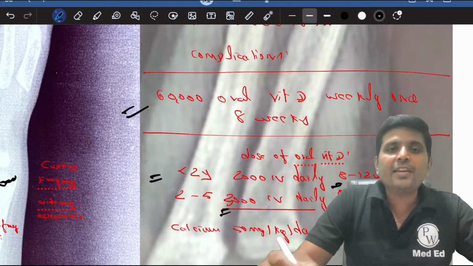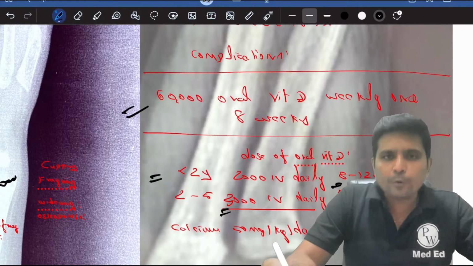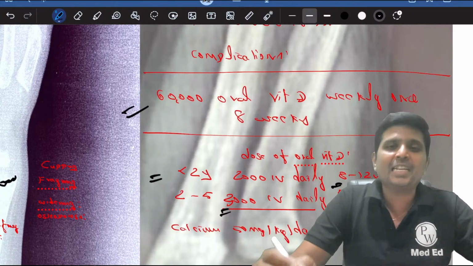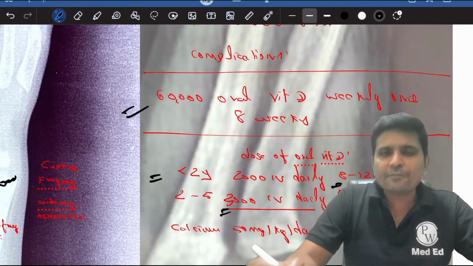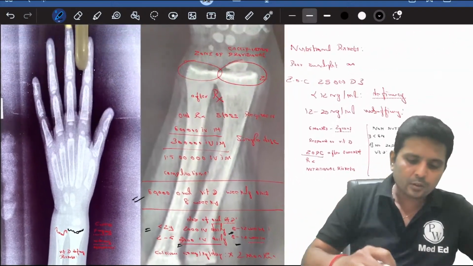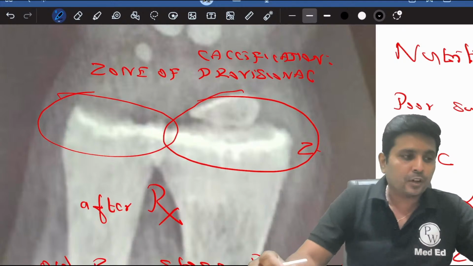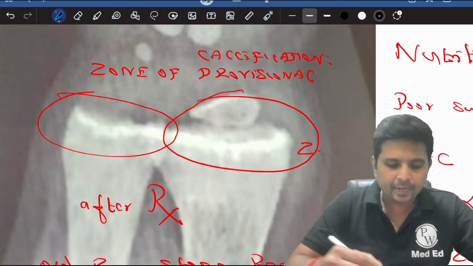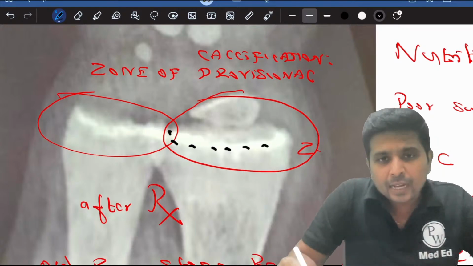So after 12 weeks of oral vitamin D, you will monitor for something called the zone of provisional calcification. You know the role of vitamin D is to produce mineralization of the bony ends. So you need to identify after treatment when there is mineralization of the bony ends. Look at this X-ray. Even after 4 weeks of vitamin D treatment, there is a zone of provisional calcification here. This is called the zone of provisional calcification.